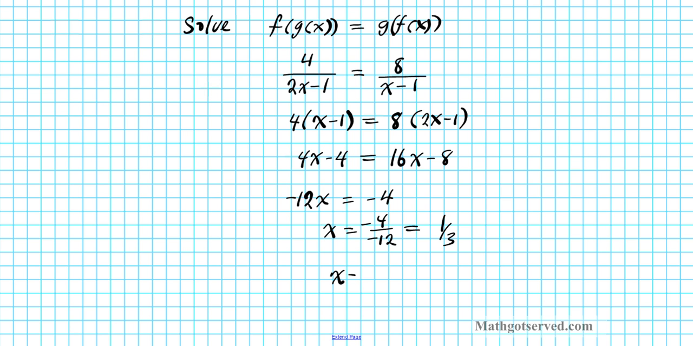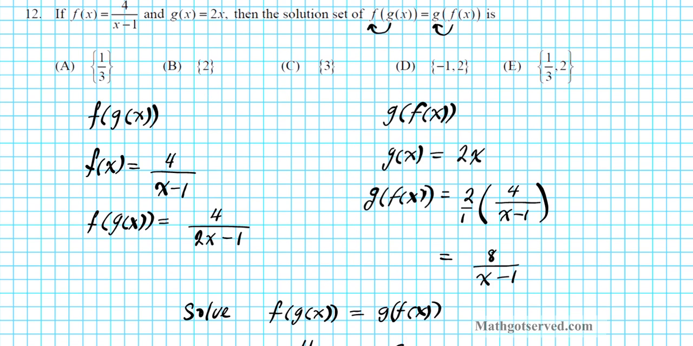So our answer is 1 over 3, okay? Just one solution there. So we can see that our answer is option letter A.